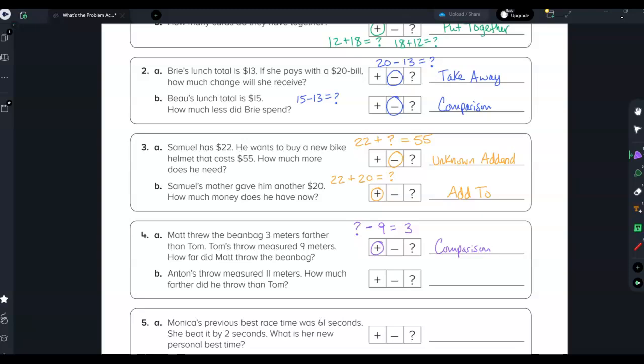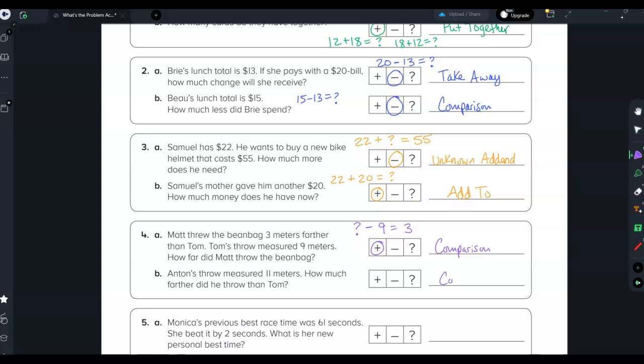Then we get to part B, and it says Anton's throw measured 11 meters. How much farther did he throw than Tom? Again, I know how far Tom threw. Now it's telling us how far Anton threw, and we know it was 11 meters, not just 11 meters more, it was actually 11 meters. If this asked how far did they throw it together, that would be a put together, but it's asking how much further did he throw it than Tom.